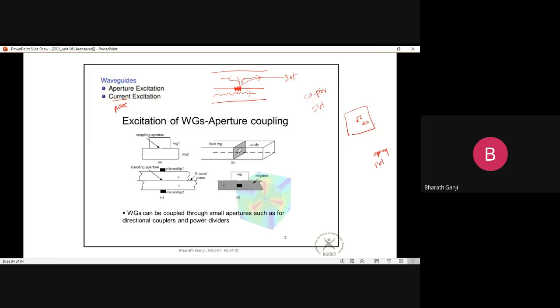అపర్చర్ ఎగ్జైటేషన్స్ అంటే ఏంటంటే, ఒక వేవ్ గైడ్‌లో ఉన్న ఆల్రెడీ electromagnetic disturbances‌ని we are trying to couple it through a small hole. Okay, or we call it as an aperture.